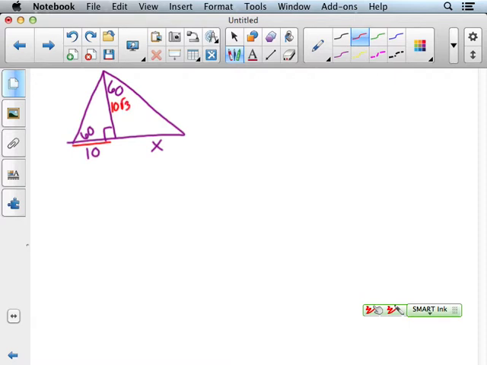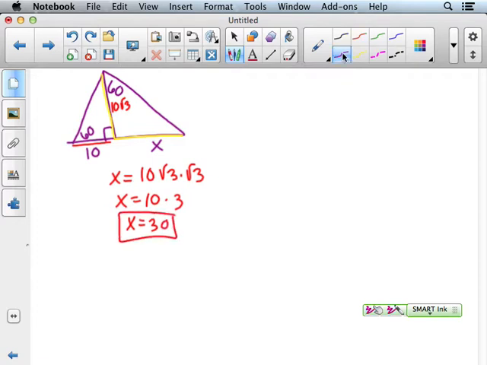And now in this triangle, this becomes my short leg, and this is now my long leg. So short leg times square root 3 is the long leg. So I'm going to say 10 square root 3 times square root 3. That's my long leg, or x. So x is 10 square root 3 times square root 3, which is just 3. So we get 30.